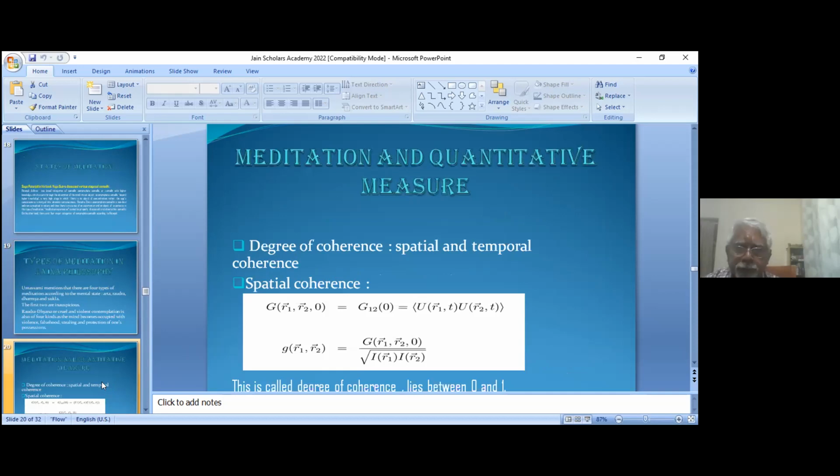Now the question is, these different states of meditation, how do you characterize them and how can you find them using imaging techniques? And here lies the debate.